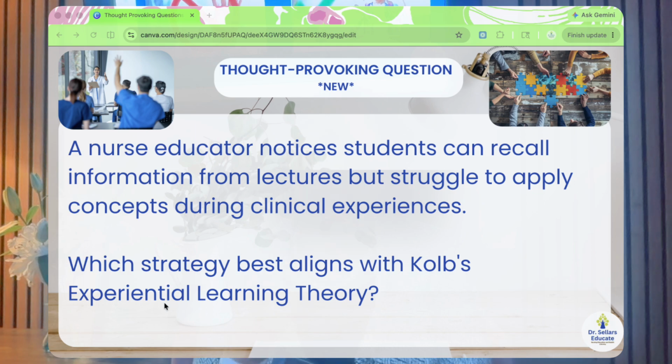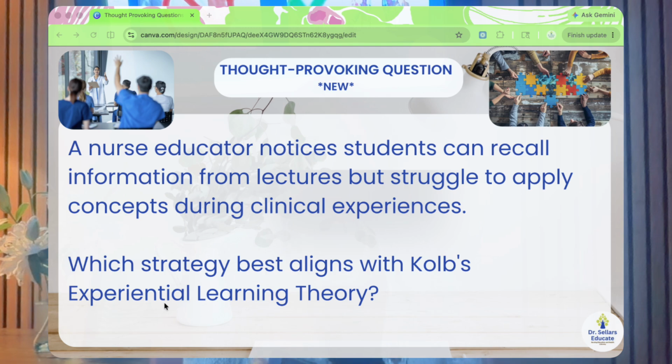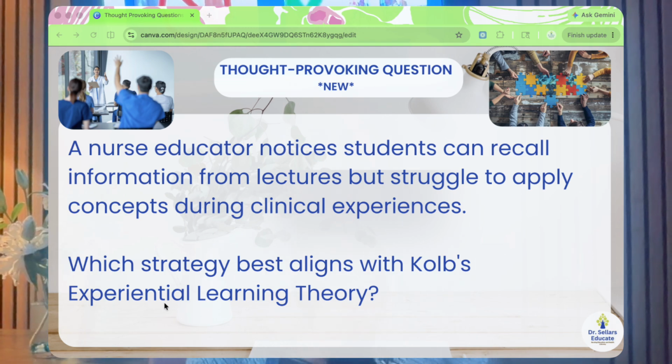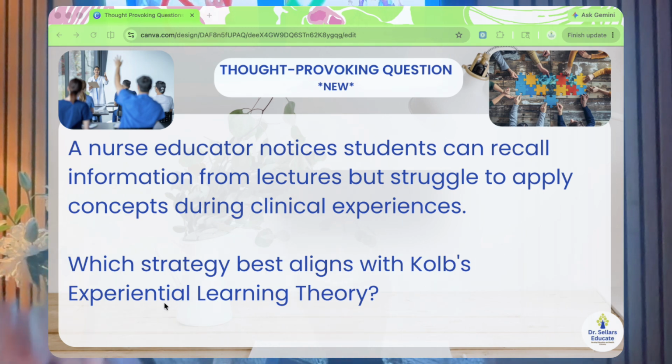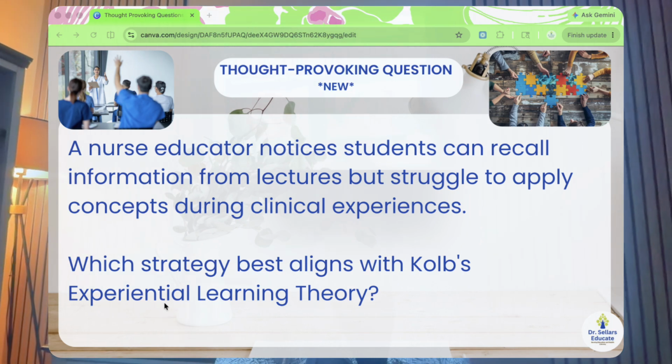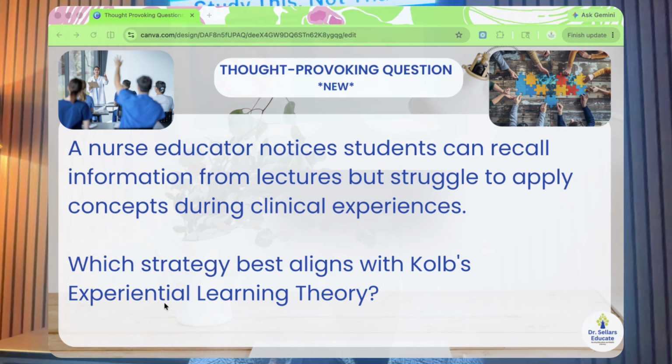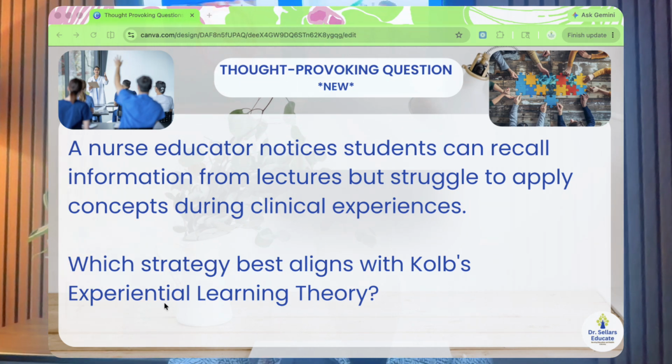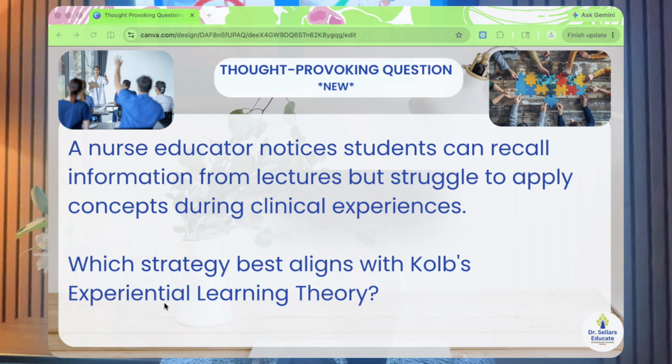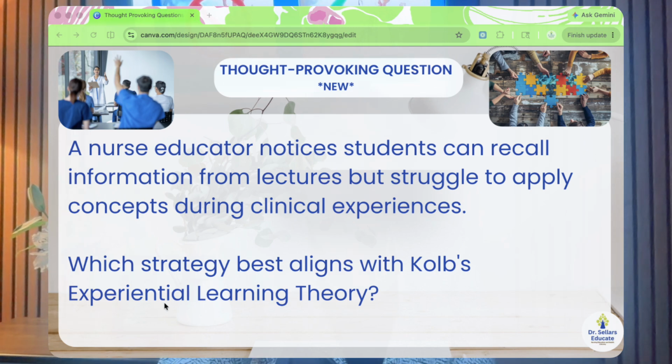Now, that's where the peanut butter really sticks to the bread, okay, is when you have this light bulb moment where you have that deep understanding as to why those other two options are definitely not correct. So let's talk through this one and see what you think. A nurse educator notices students can recall information from lectures, but they struggle to apply concepts during clinical experiences. Which strategy best aligns with Kolb's experiential learning theory?